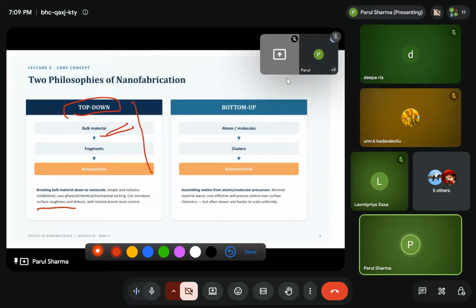And what is the bottom up? In the bottom up approach, first we have the atoms and molecules, and then they assemble and make a cluster, and then it converts into a desirable size or nanostructure. So this is assembling matter from atomic and molecular precursors. It is cost effective with minimal material waste and precise control over surface chemistry. But on a large scale, it is not preferable.